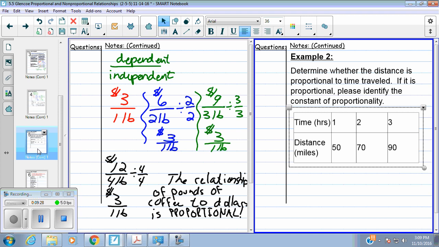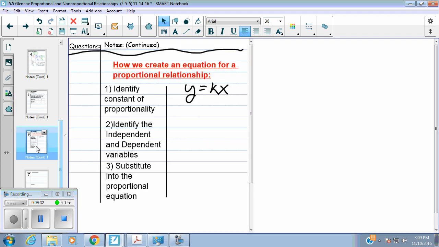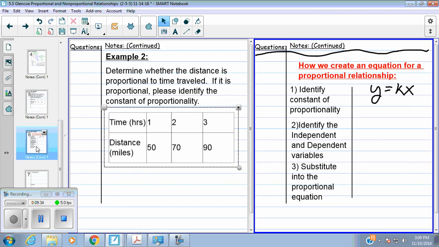Okay, welcome back. So now the second part of this lesson is how to create an equation from a proportional relationship. And my goal here is not to make you write constantly in this lesson. So we're going to use example 1's information when we start solving an equation for a proportional relationship. Go ahead and pause here and copy down what you see.